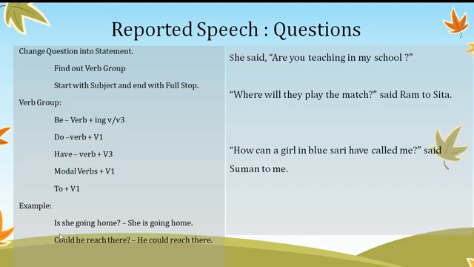Then what is in the middle between is and going? She. That she is the subject. Now your sentence starts from she. She is going home, at last full stop.